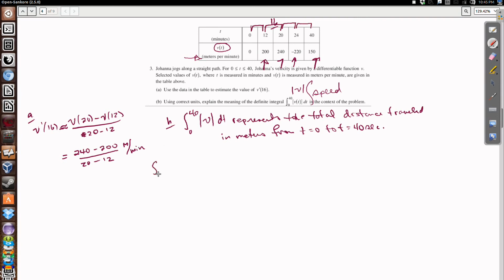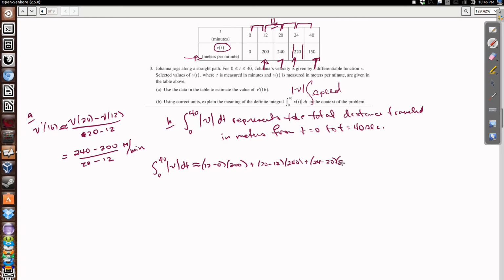So I can say that the integral from 0 to 40 of the absolute value of v dt is approximately equal to, this first rectangle goes from 0 to 12, so this would be 12 minus 0, times the height of the rectangle, and we're using the right endpoint, which is 200. Plus my next rectangle, which goes from 12 to 20, so this is going to be 20 minus 12, and the height of this rectangle is going to be 240. Plus, this next rectangle goes from 20 to 24, so this is going to be 24 minus 20. And the height of this rectangle is not 220, it's 220.